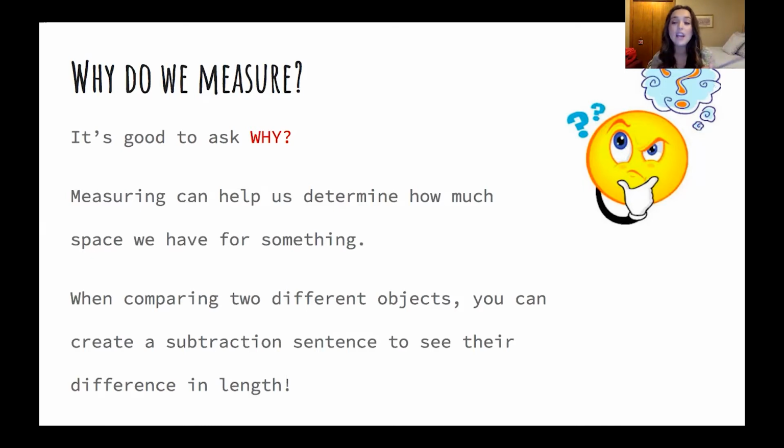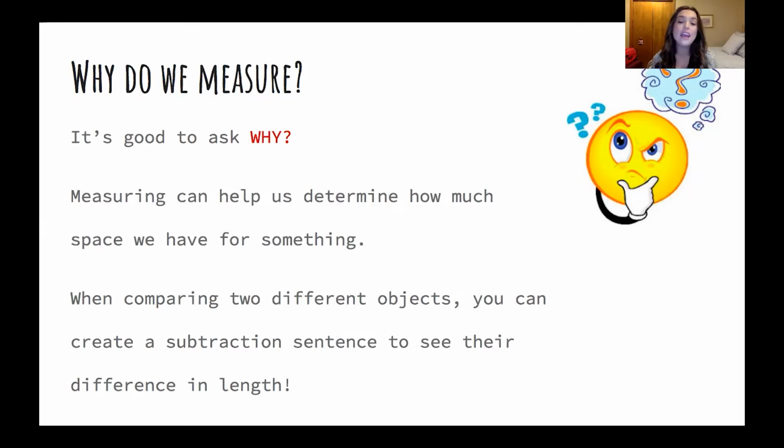And when comparing two different objects, you can create a subtraction sentence to see the difference. And that difference can help us adjust what we're using. So for example, if that bag is too small for those books, let's find a longer bag. Let's find a bigger bag. Let's find smaller books. It can really help us to see.